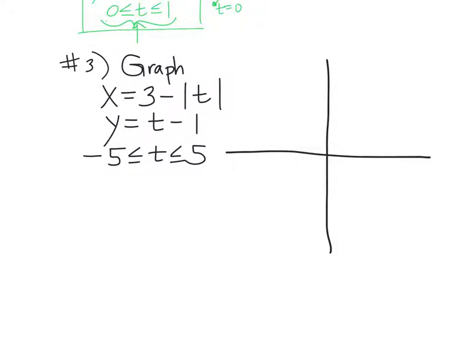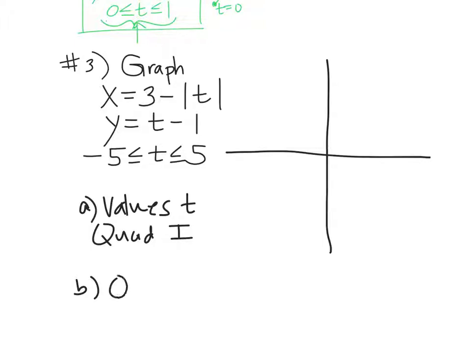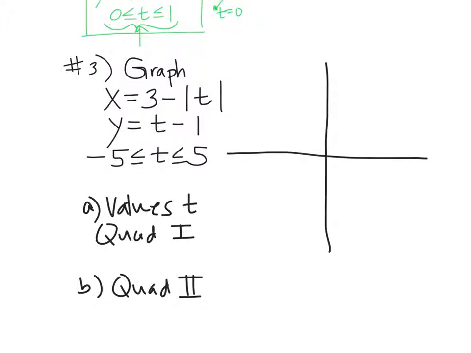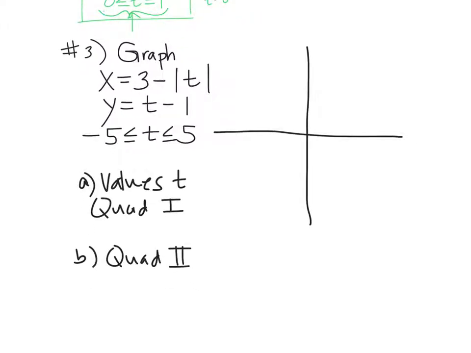I'm going to ask you to A, find the values of t that make up your graph in quadrant 1. Values of t for quadrant 2. And then quadrant 3, quadrant 4. Okay? We'll just stop right there, though. We'll see how far we get.